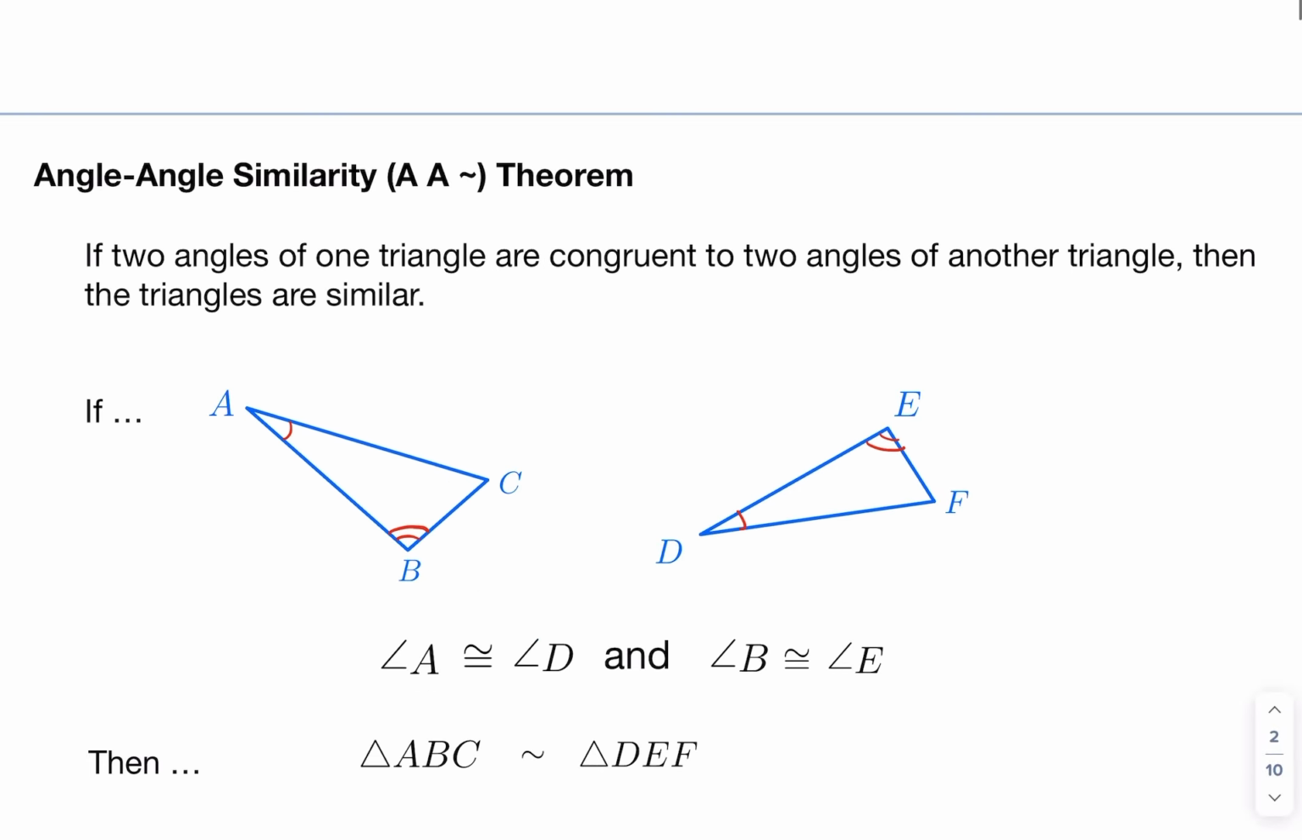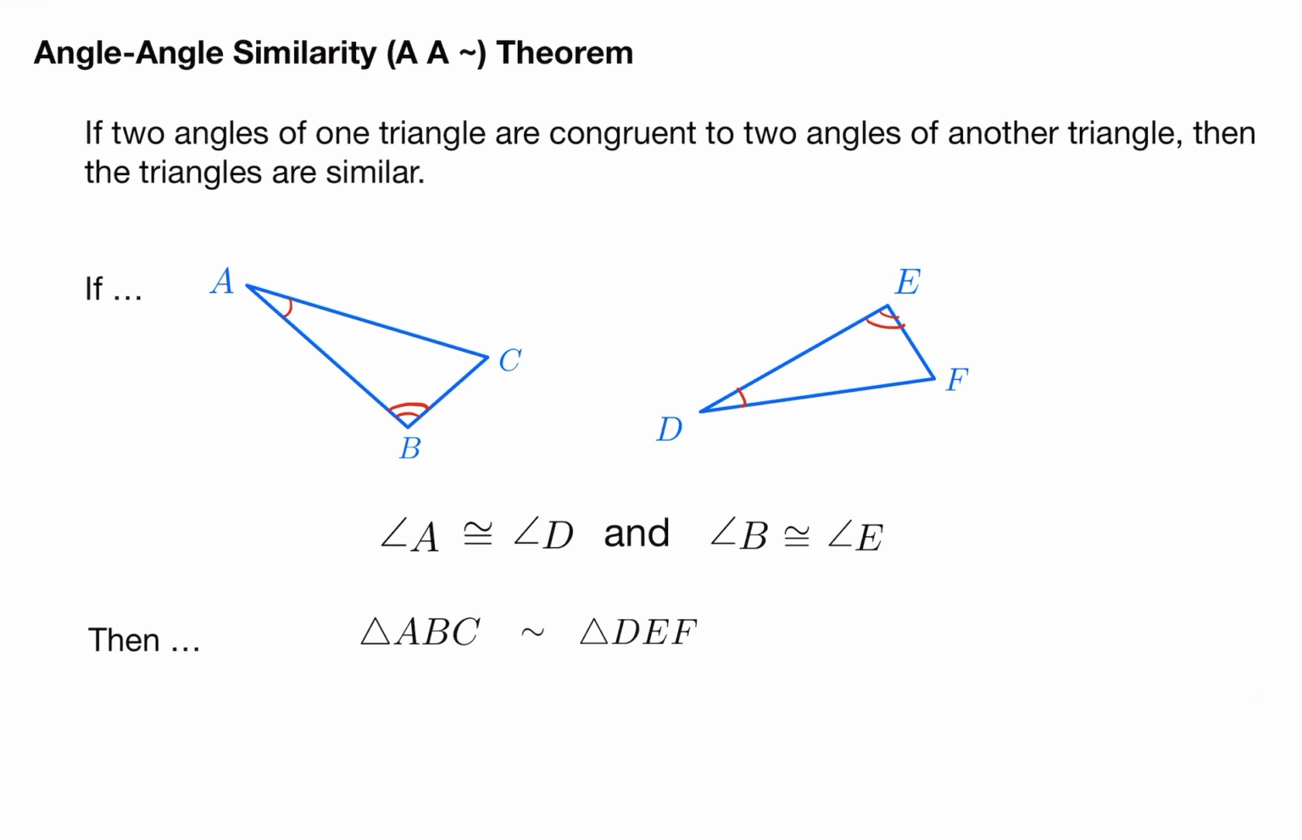The first theorem, called the angle-angle similarity theorem, basically says that if two of the angles of a triangle, so in this case angle A and B, are equal to two of the angles of another triangle, so in this case angle D and E, then the triangles are similar. Okay, so angle A is equal to angle D, and angle B is equal to angle E. So if both of those scenarios happen, then the triangles are considered similar.